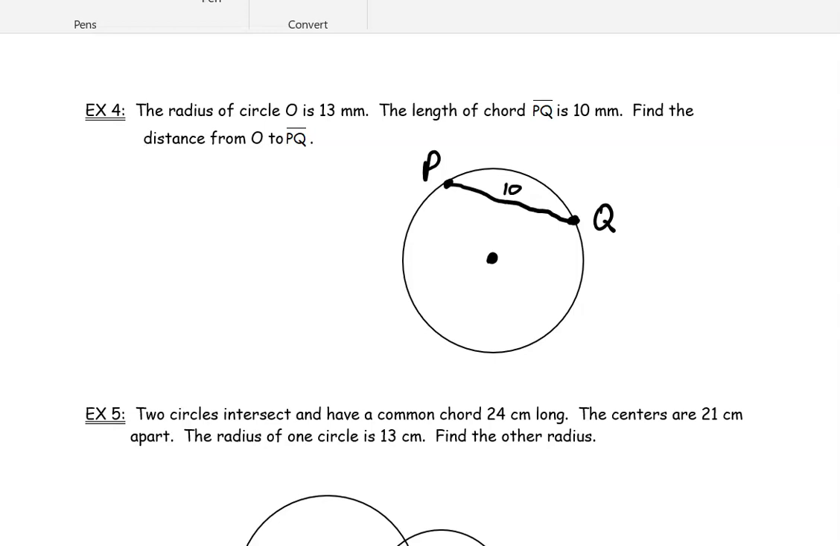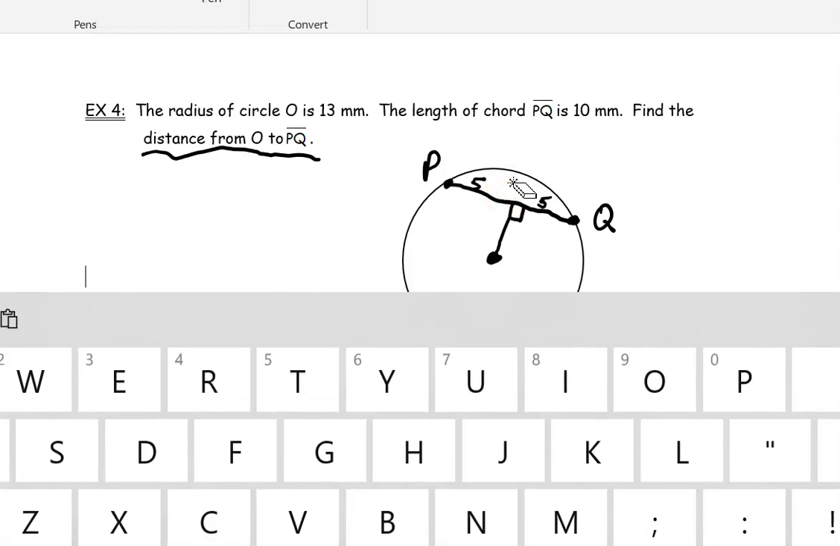The radius of the circle is 13 millimeters. We want to figure out what is the distance from O to PQ. So O is the center of our circle, and directly to PQ means we want to find this distance right here. When our chord and the segment drawn from the center are perpendicular, that takes this 10, and we would know that this would have to be 5, and that would have to be 5. Okay, so that's what we can conclude from this.